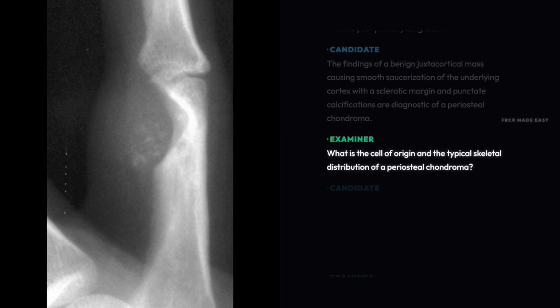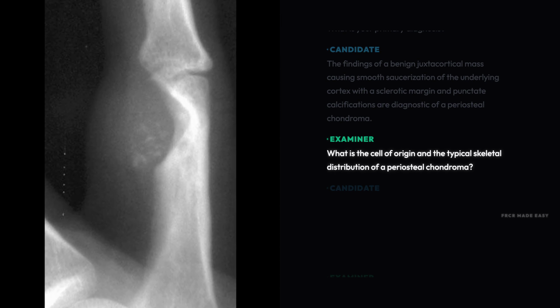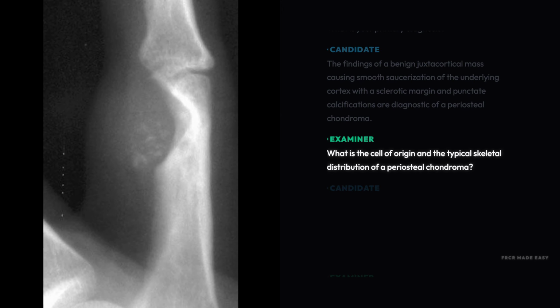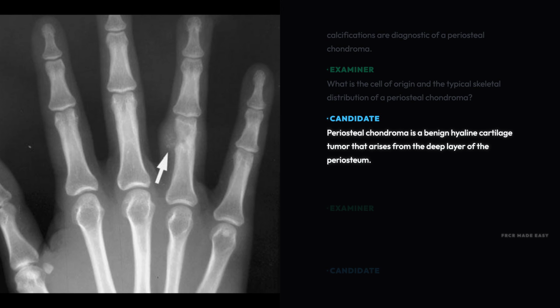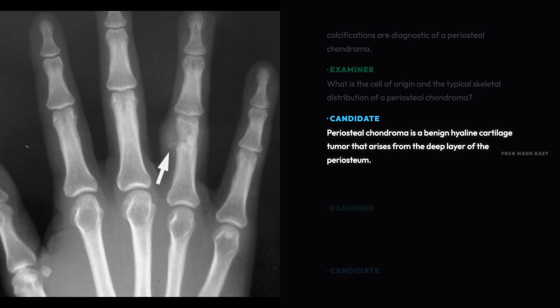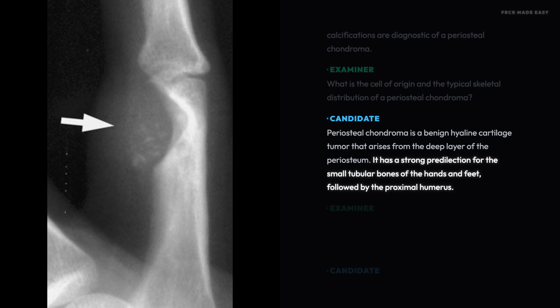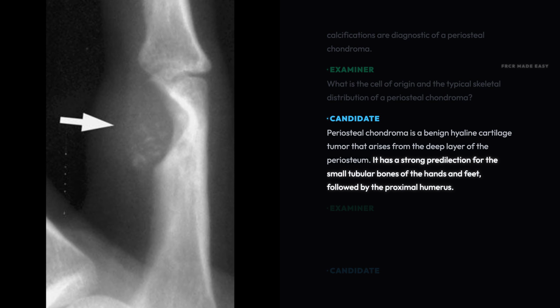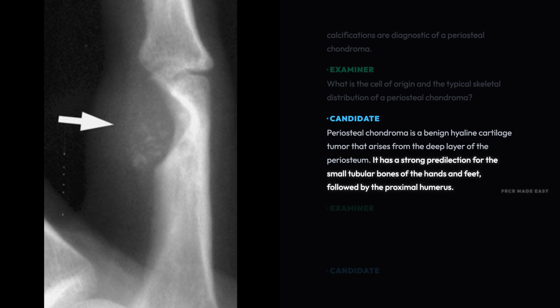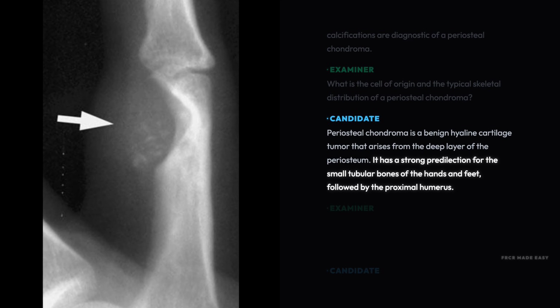What is the cell of origin and the typical skeletal distribution of a periosteal chondroma? Periosteal chondroma is a benign hyaline cartilage tumor that arises from the deep layer of the periosteum. It has a strong predilection for the small tubular bones of the hands and feet, followed by the proximal humerus.